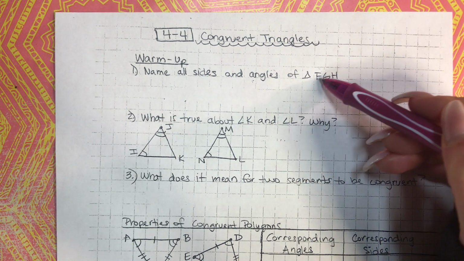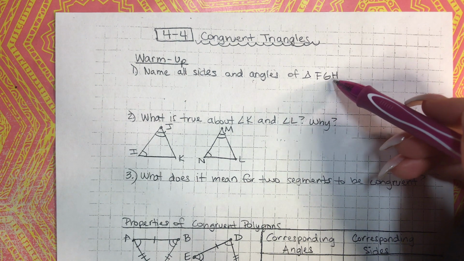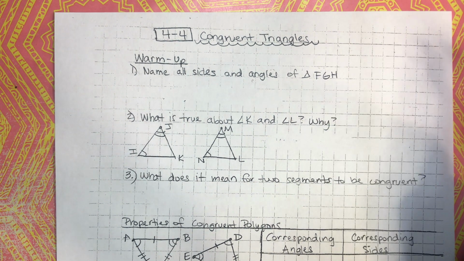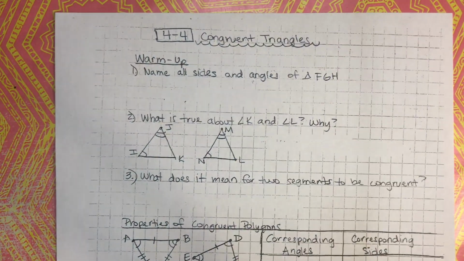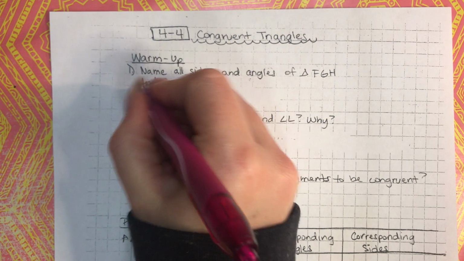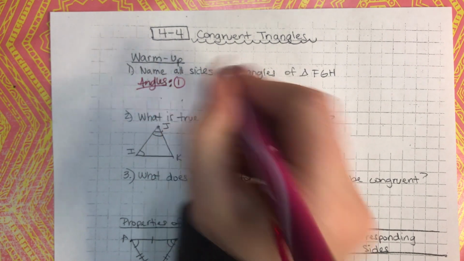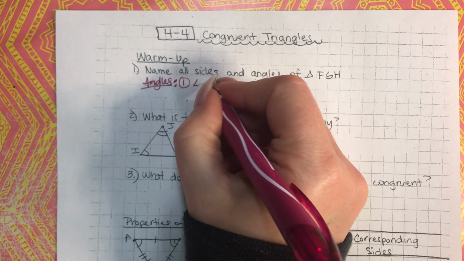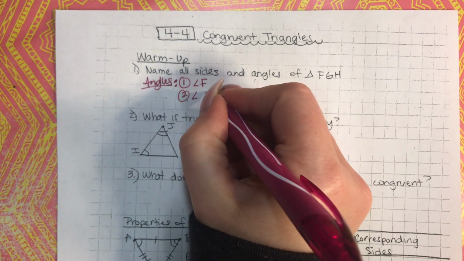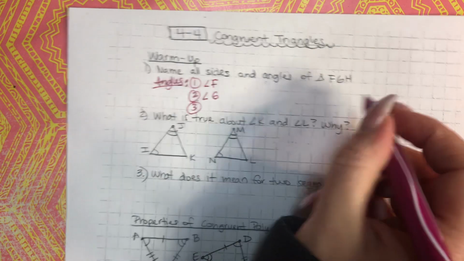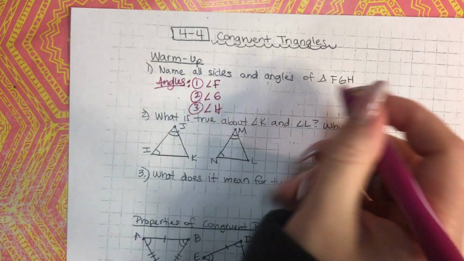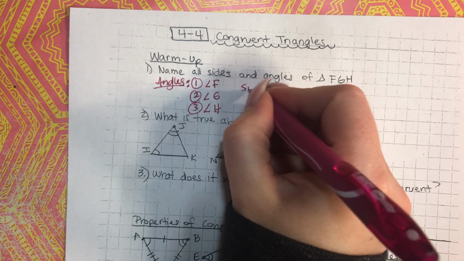FGH means these are the three vertices, F, G, and H, which means all of these vertices are angles. So the angles would be, the first one would be angle F, the second one would be angle G, and the third one would be angle H, my bad. Okay, and then there's the sides.